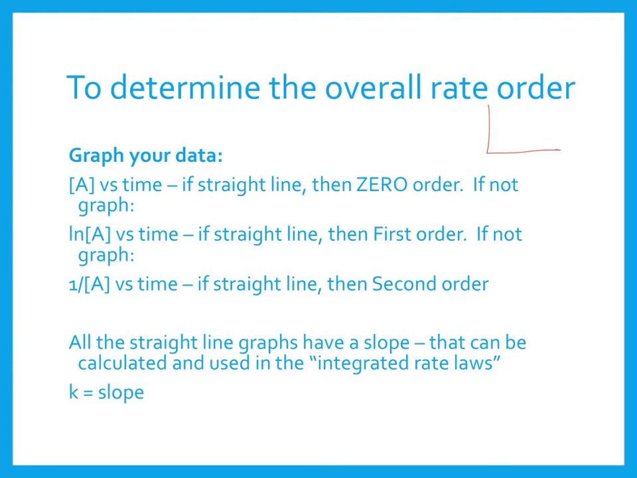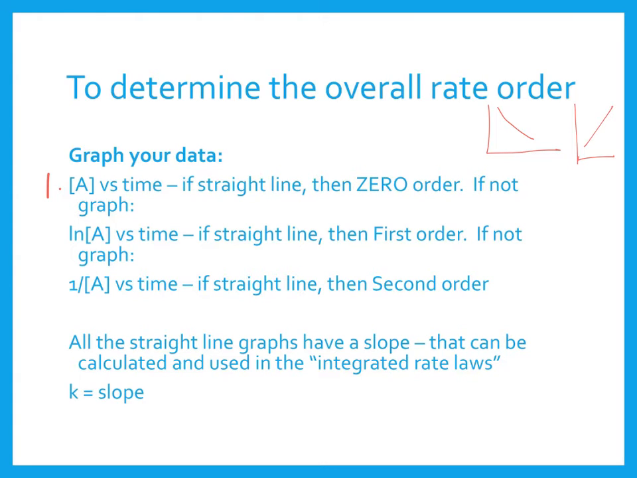When you graph, if you get a straight line, whether it is proportional or disproportional, as long as it's straight, that will tell you what the order of the data is. You're going to do these in sequential order. The first one would be to graph concentration versus time. If you get a straight line, it is considered to be a zero order graph.